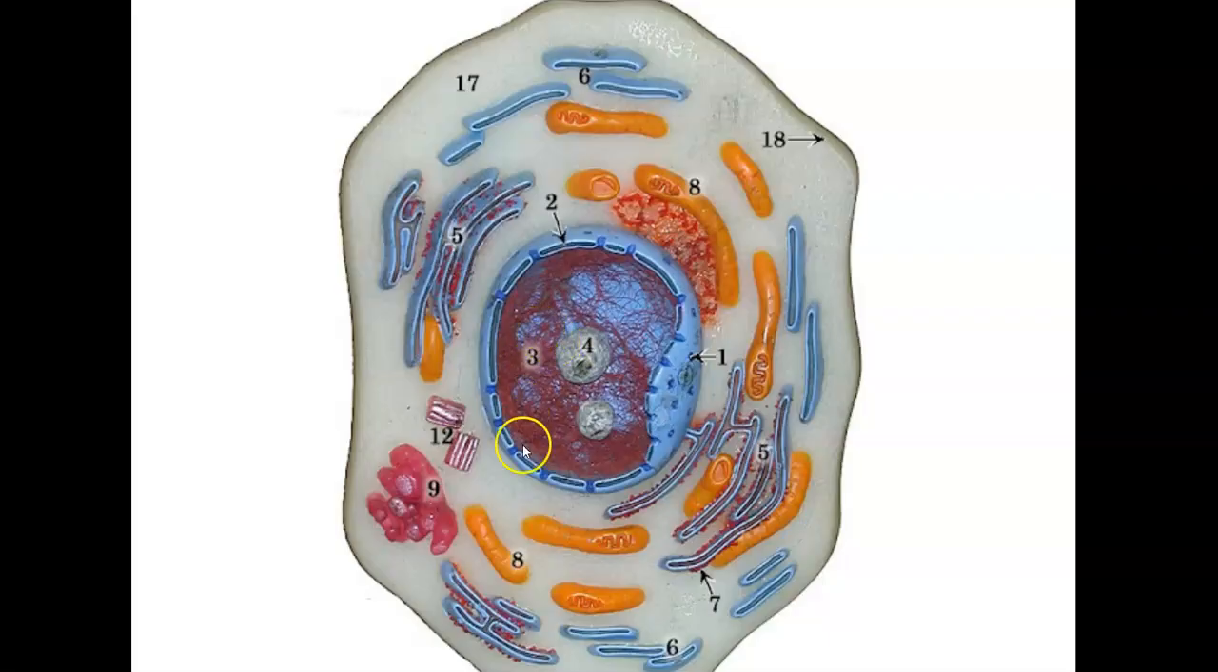Okay, and then we come to the nucleus. So here, this large blue structure in the middle of the cell is the nucleus. Number 1 is pointing to the nuclear membrane. 3 is pointing to the chromatin within the cell. 4 is the nucleolus, and 2 is pointing to a nuclear pore.